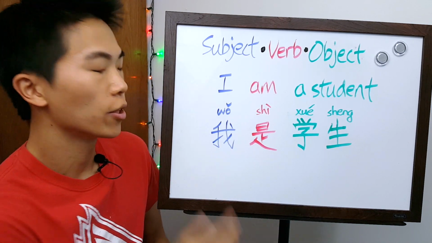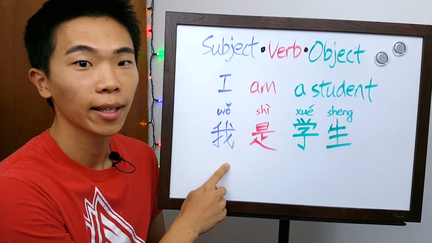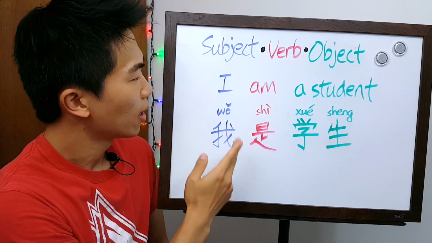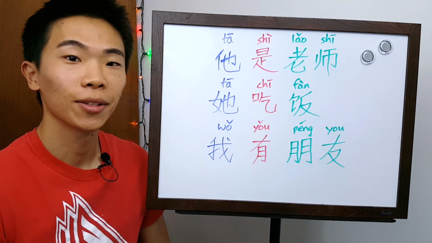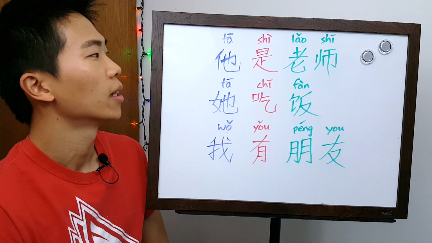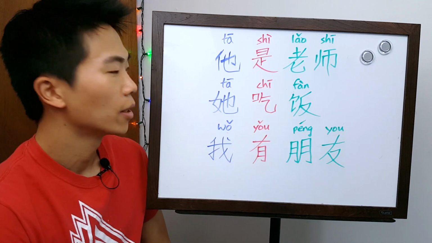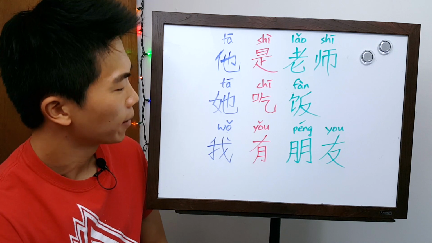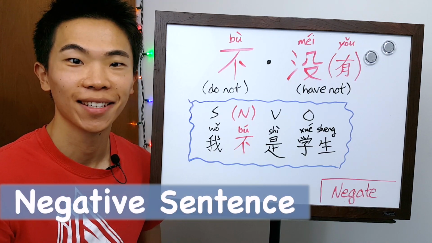You should also know that there is no conjugation of the verb in Chinese, so it does not change depending on who your subject is, like in some languages. And also, the A kind of just disappears. So it's just, I am student. And that's understood as, I am a student. All right, so let's look at a few more examples here. 他是老师. He is a teacher. 他吃饭. She eats food. 我有朋友. I have friends.